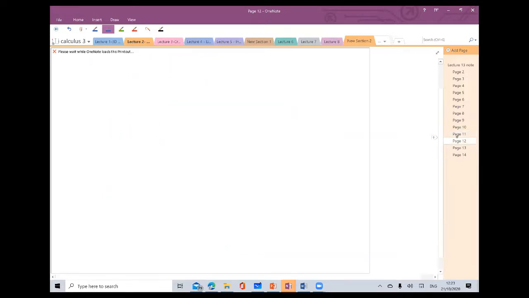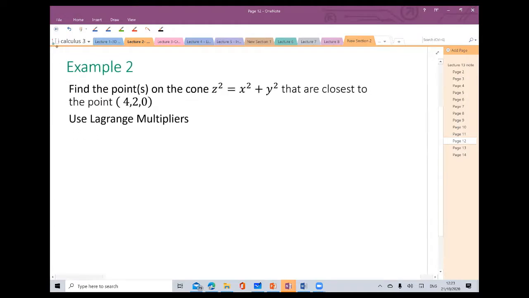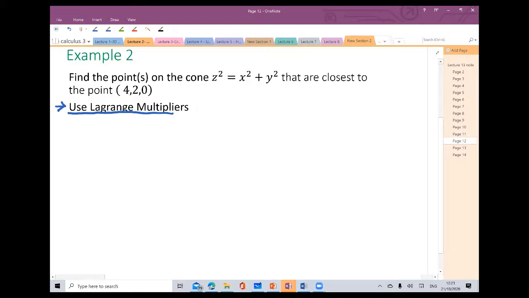I hope yes, because I noticed in exams this idea is not clear. Now find the points on the cone that are closest to the point. We have solved a problem like this in the last lecture. I want to solve it using Lagrange multipliers, but this is another technique to solve such problems. Let's first write our functions and then apply the method.